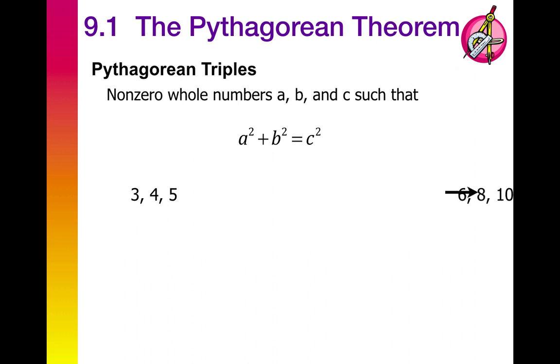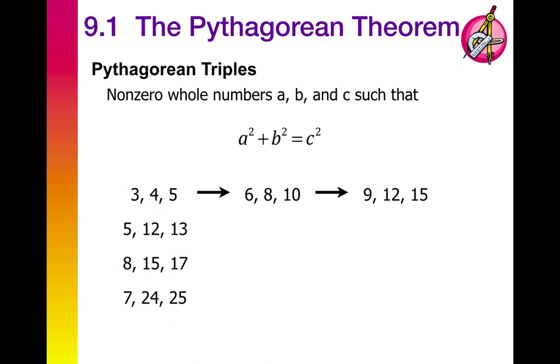It's also interesting to note that if you take a multiple of 3, 4, and 5, say multiply by 2, you get 6, 8, 10, then these are also a Pythagorean triple. So if you take 6 squared plus 8 squared, it will be equal to 10 squared. And the same thing if we take 3, 4, and 5 and multiply by 3, so 9, 12, and 15. They are also a Pythagorean triple. So any multiple of a Pythagorean triple is going to be a triple itself.